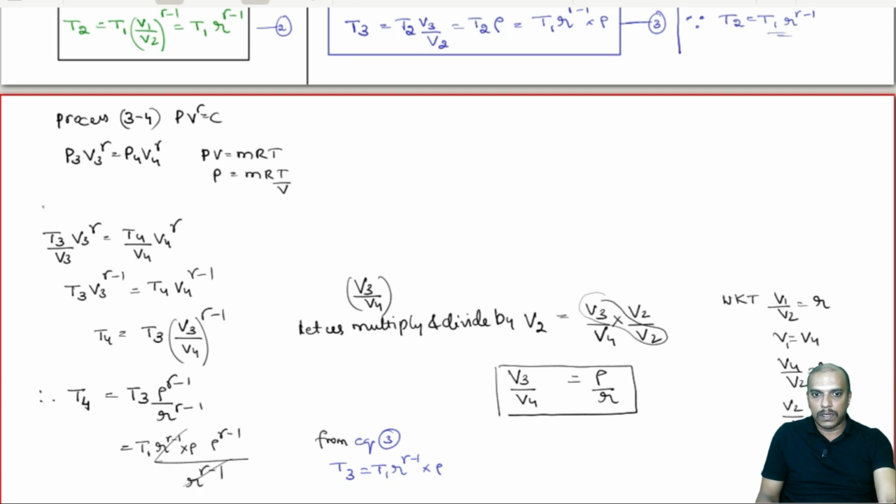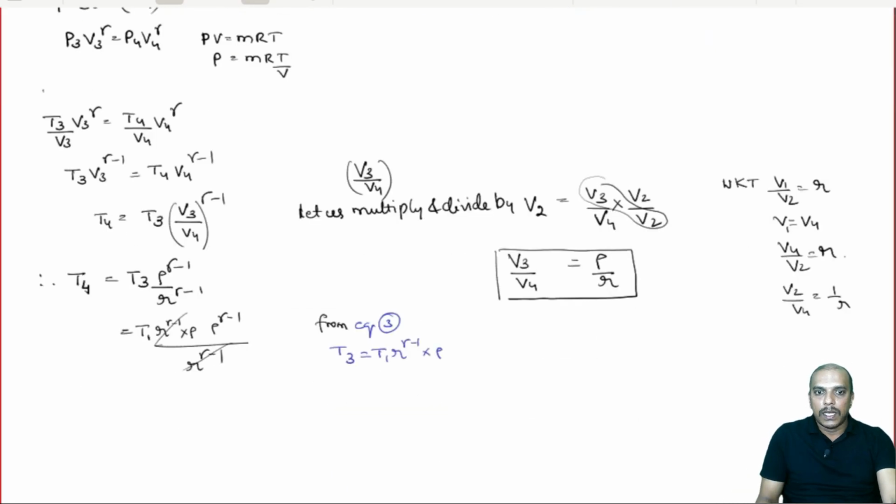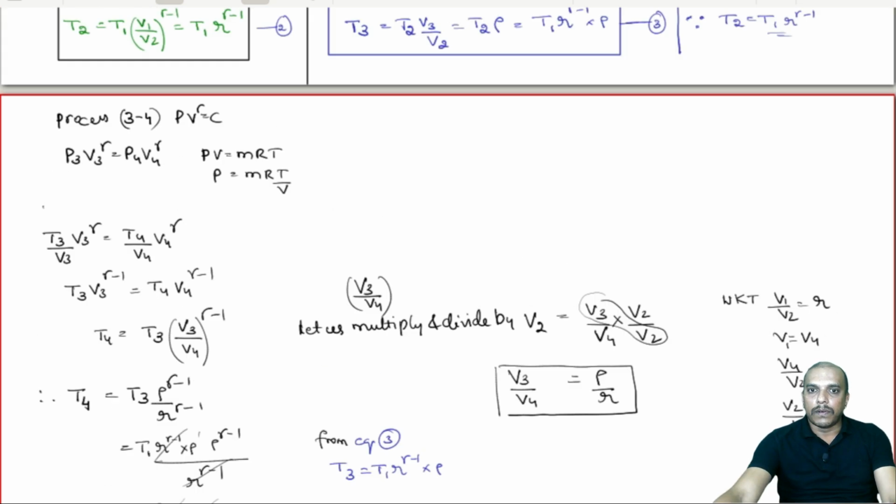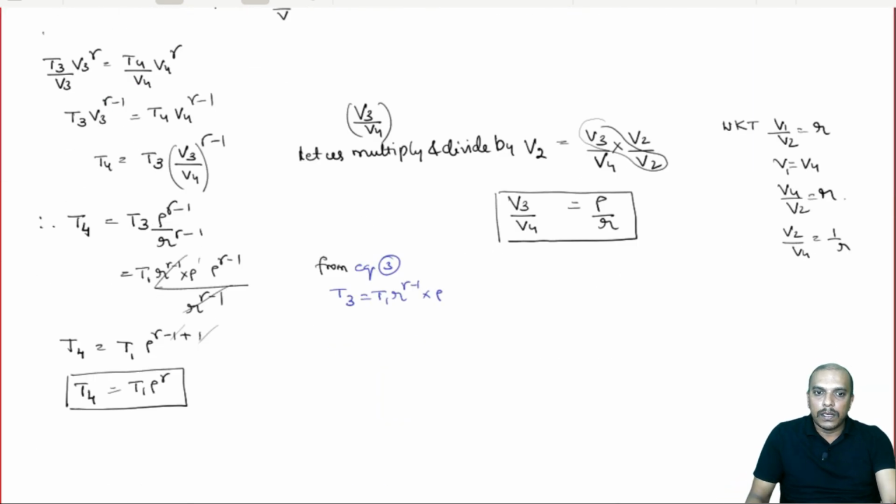This R power gamma minus 1 cancels out, and we will have T4 is equal to T1 rho, rho means rho power 1, so gamma minus 1 plus 1, because if we add the powers it will be rho power 1 and rho power gamma minus 1. So, this minus 1 plus 1 goes off. So, T4 in terms of T1 will be T1 rho power gamma. Now we have got an expression for T4 also in terms of T1. We have got equation 3, I will call this equation 4.